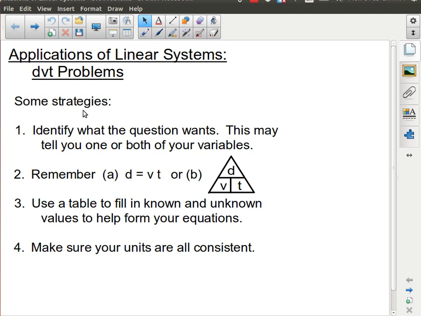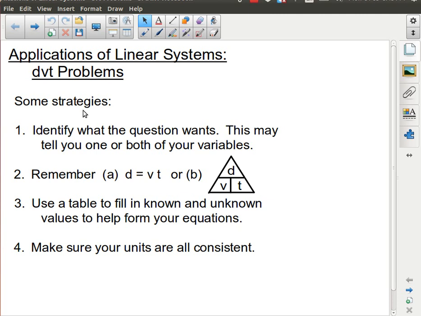In this lesson, we're going to be looking at a particular type of problem that you solve with linear systems, and these are known as DVT problems, or distance, speed, time problems. So some things I want you to be keeping in mind when you're trying these on your own or as I go through these examples.